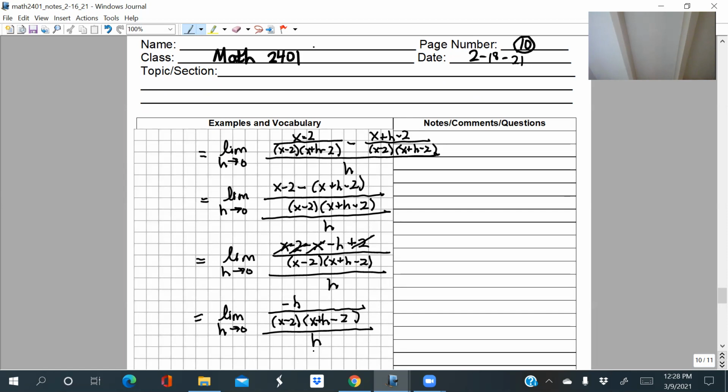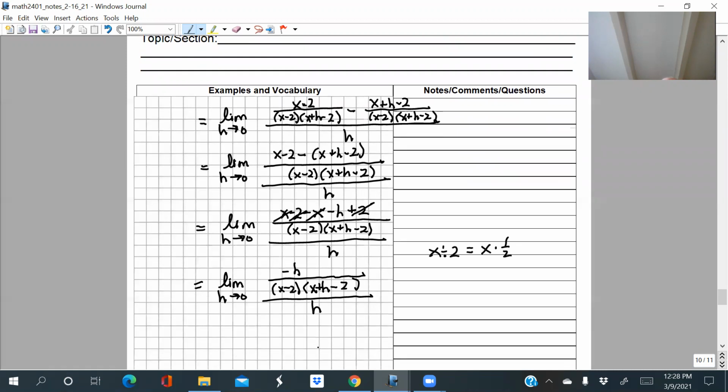But look, dividing by h is the same as multiplying by what? Okay, so think back to your arithmetic. When you divide, that's the same as multiplying by what? See, if I divide a number by 2, for instance, it's the same as multiplying by the reciprocal, right? So x divided by 2 is the same as x times 1/2, correct? That's the same thing that's going on here. Here we're dividing by h, so that's the same as multiplying by what?